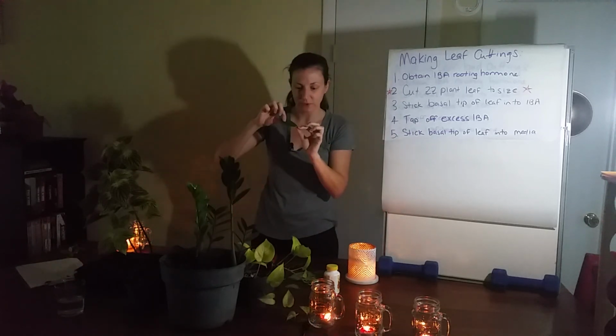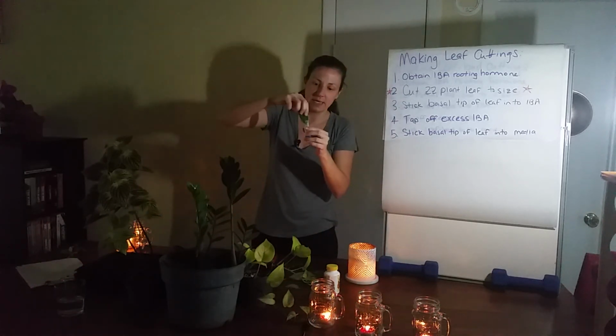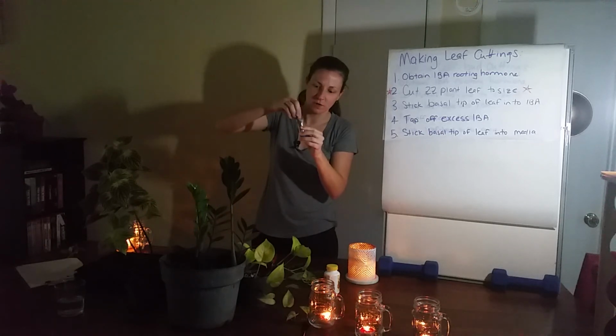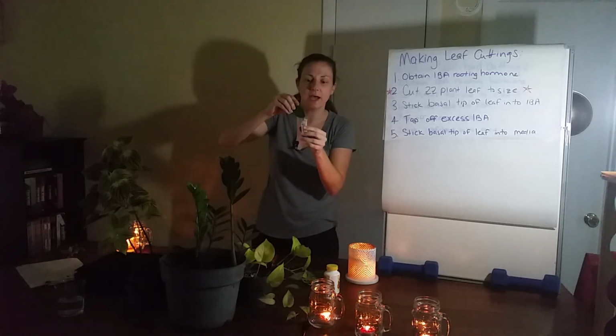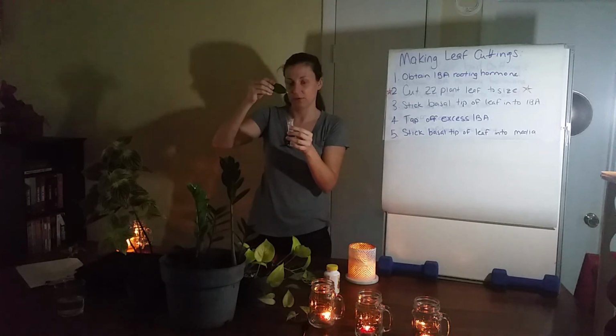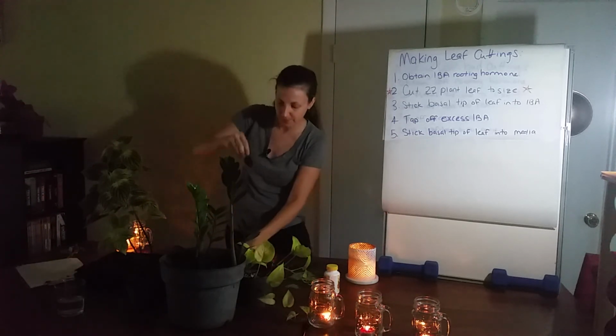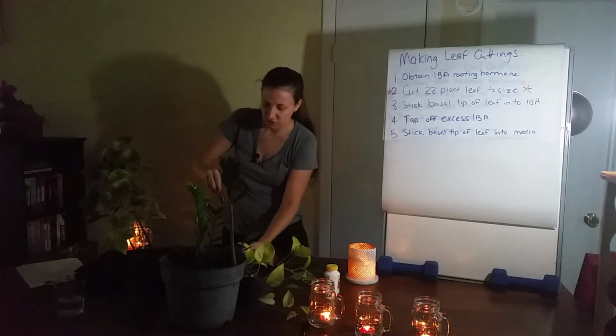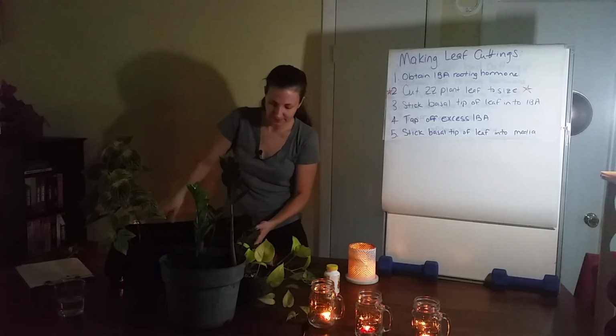So then you're just going to take that little petiole, stick it into the rooting hormone, like so. And then you're going to give it a little tap to shake off the excess. It really doesn't take much of this stuff for the plants to start putting out roots. And then you're going to take that little tip and stick it straight into the media, just like that.